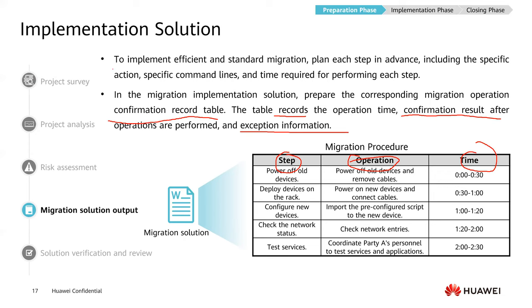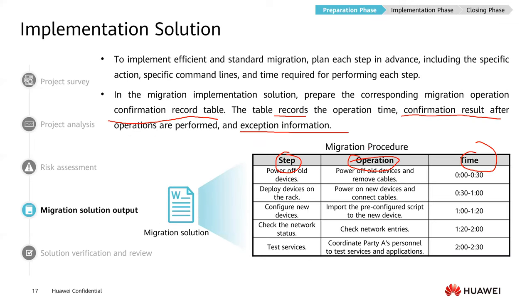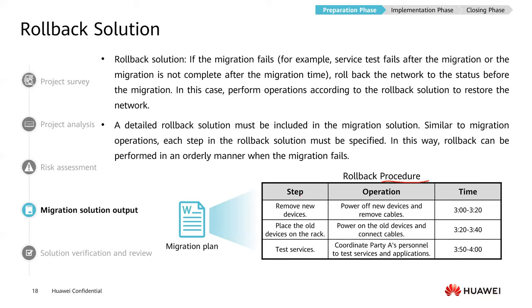Like I said before, if you have deployment solutions, you should have rollback solutions. If the migration fails, you can roll it back in a very short time. The rollback solutions should be detailed, and you should make them more and more specific, just like the deployment procedures. For these procedures, you also need the step, operation, and time, and you can make it more specific. This is just an example for you.